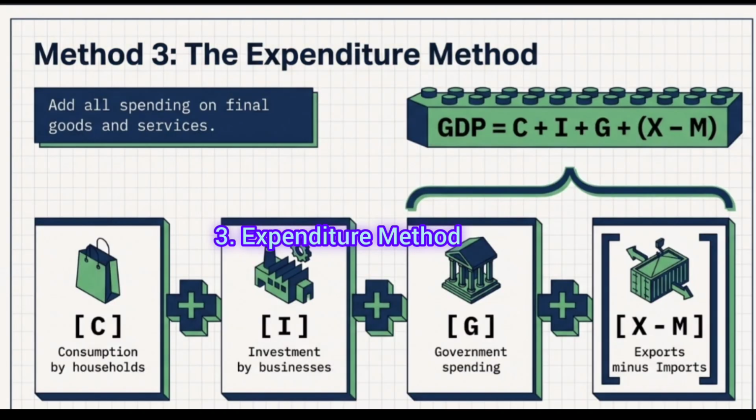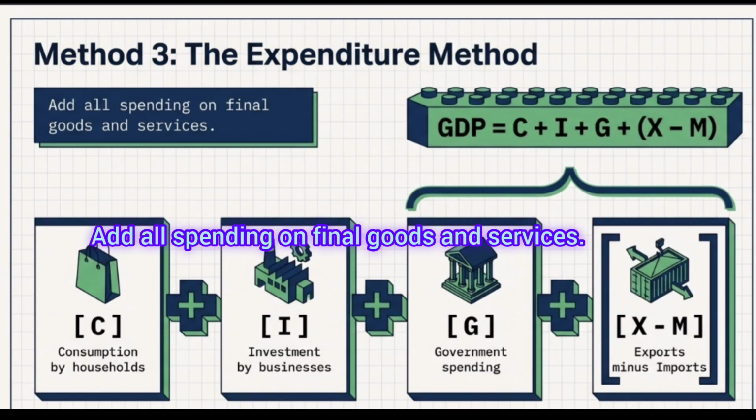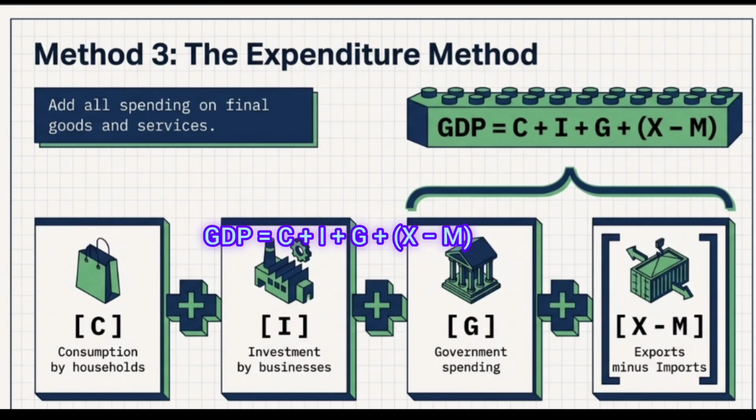3. Expenditure method. Add all spending on final goods and services. The formula is GDP is equal to C plus I plus G plus X minus M, where C is equal to consumption by households, I is equal to investment by businesses, G is equal to government spending, X is equal to exports, M is equal to imports.